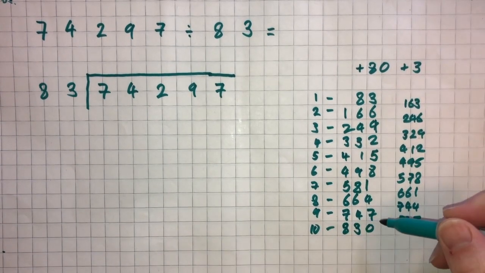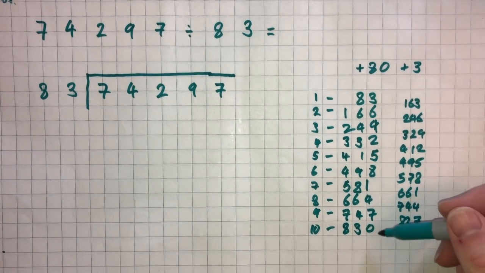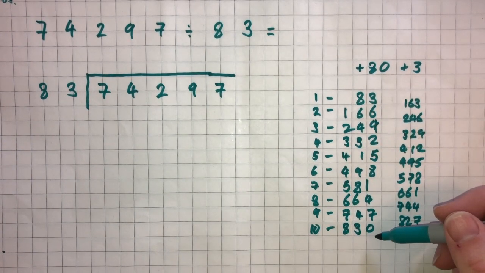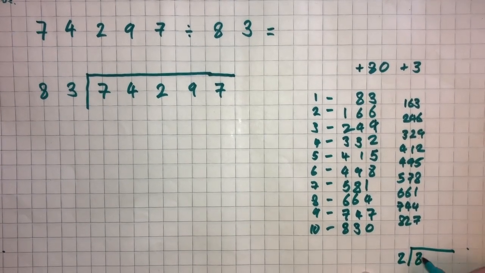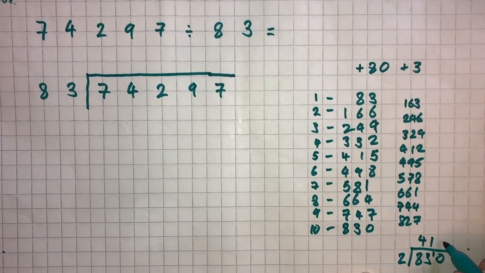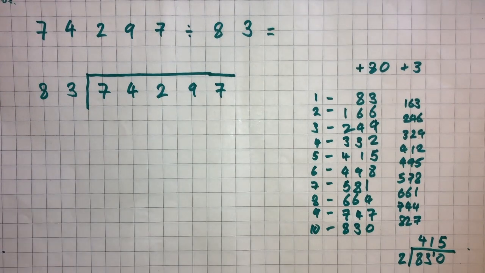The reason for doing the full table down to 10 is that I can check 83 times 10 is indeed 830, and I can also, if I take 830 and divide it by 2 quickly, get 1 carried across there, gives me 415, which is what 5 times is. So I'm checking my table as I go along, so I know I've got that correct.